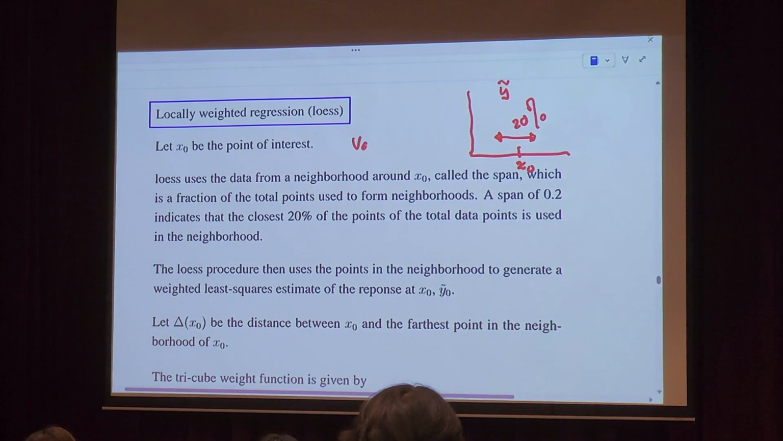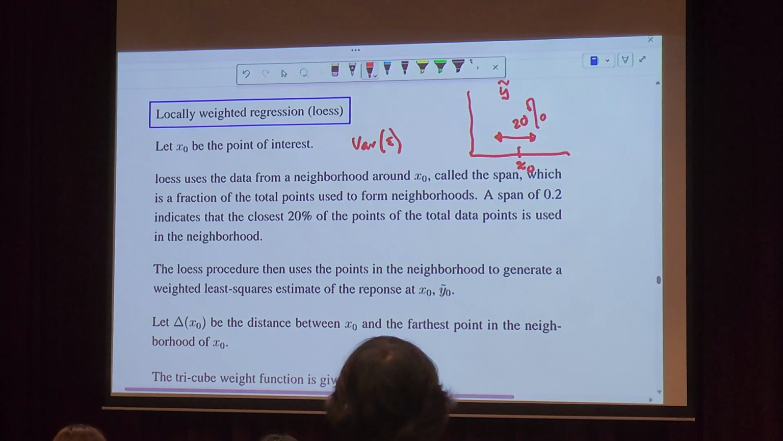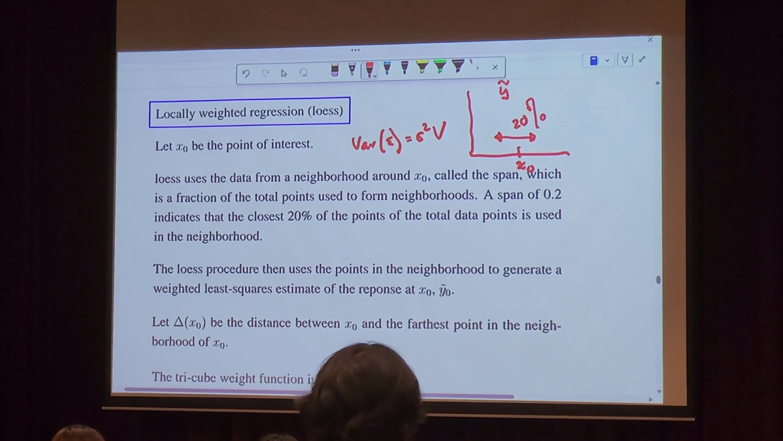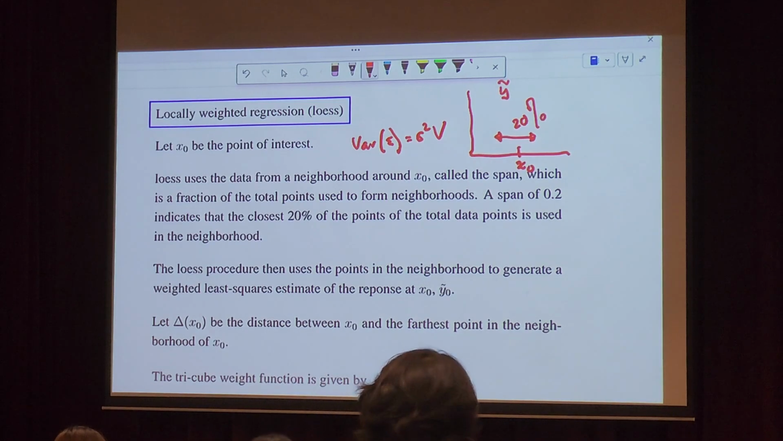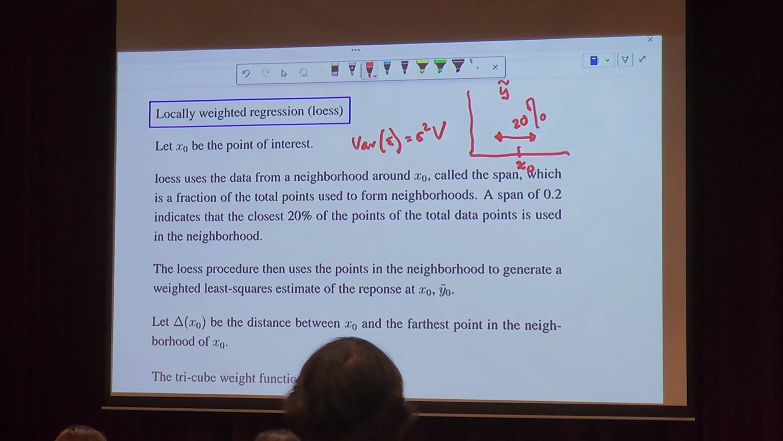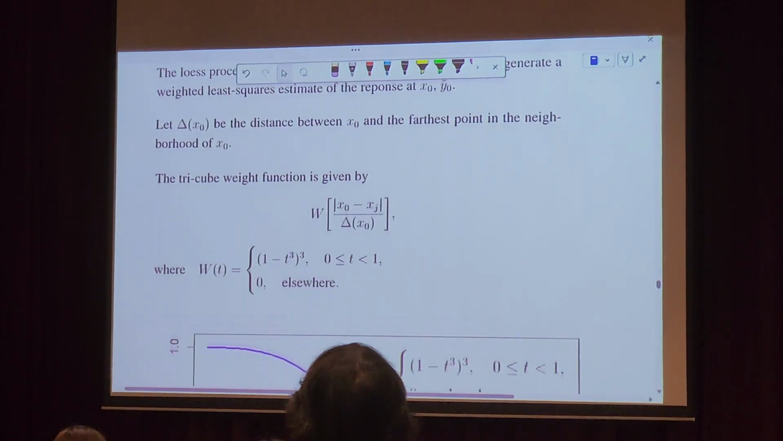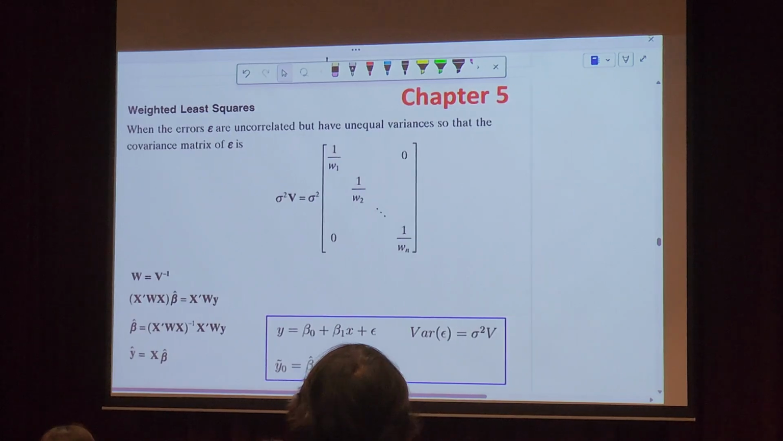For weighted least square regression, let me write it properly. This is epsilon sigma square V. Weighted least square regression means V is not an identity matrix, and it has this form here. So maybe I should just go back to chapter 5 very quickly for a quick review of weighted least square.